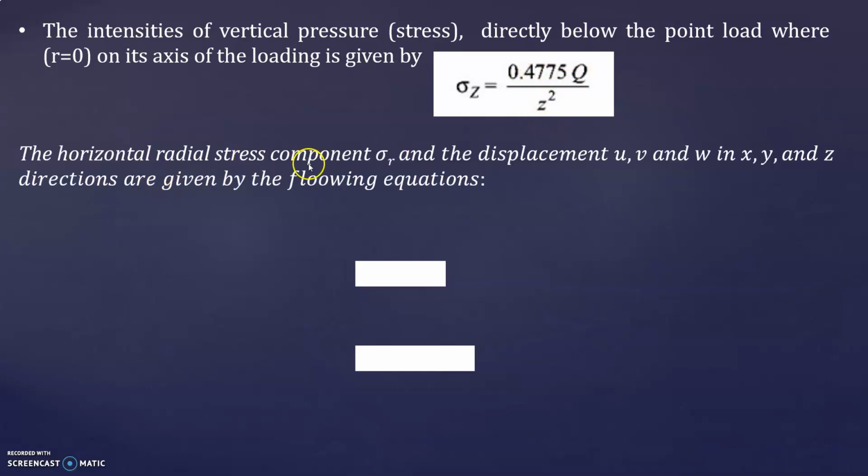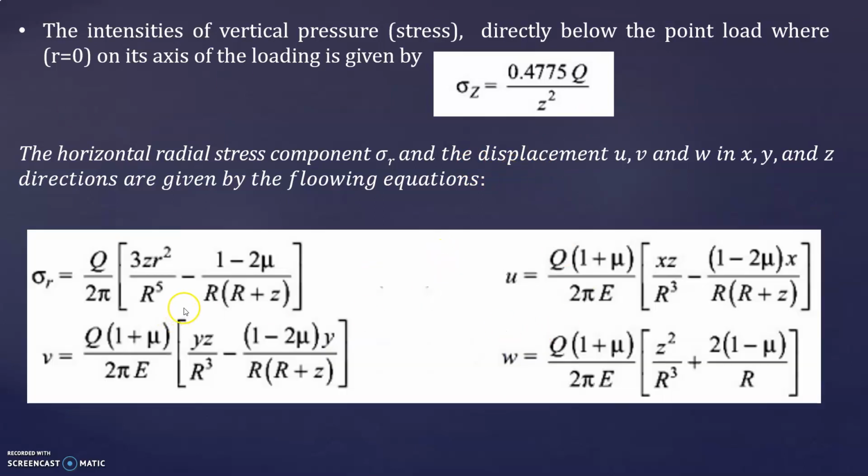The horizontal radial stress component sigma r and the displacements u, v and w in x, y and z directions are given by the following equations. You should know all these equations: what is for horizontal radial stress and what is for the displacements u, v, w. Just go through this, no need to study in detail. This is mainly based on the equation Kb into q divided by z square.